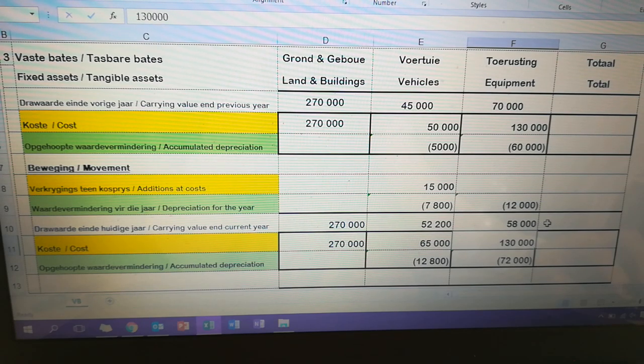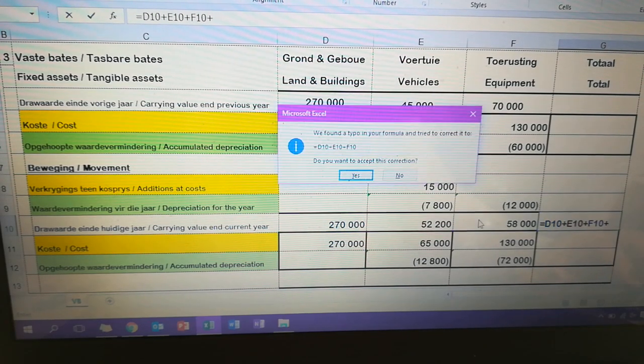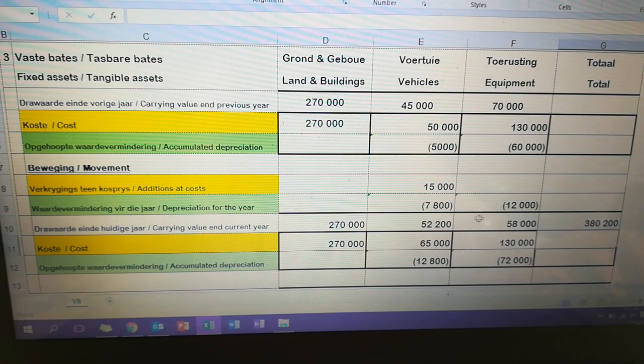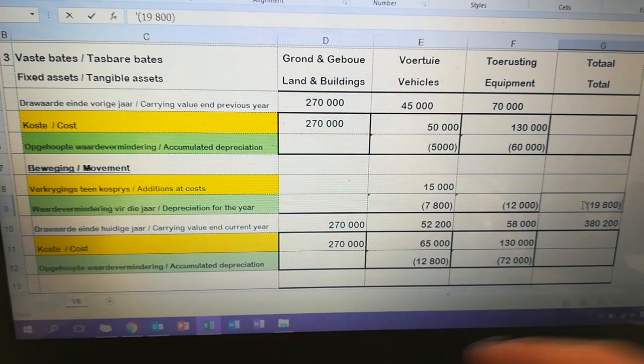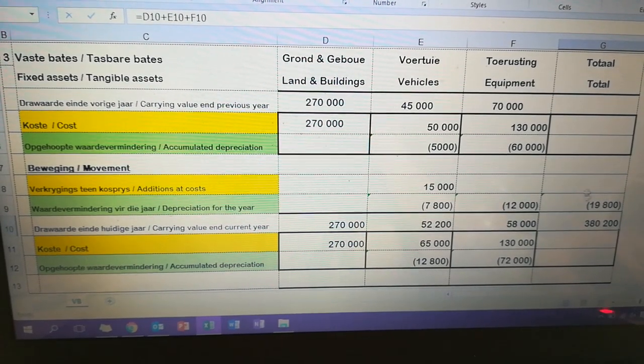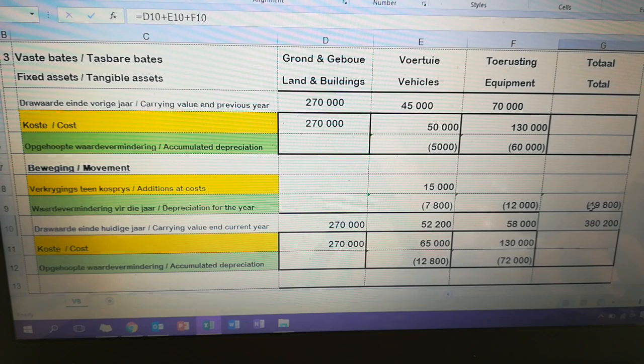So what's going to go to my balance sheet? The total of these three, my carrying value at the end of the year, is going to go to my balance sheet. And then the 12,000 plus 7,800, my depreciation for the year, is going to go to my income statement underneath expenses, and that will be part of my income statement.